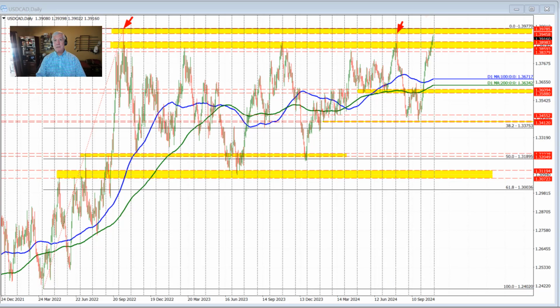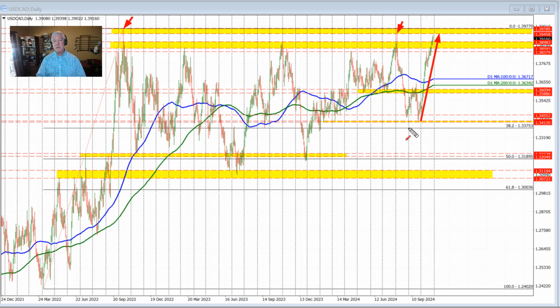But overall, taking a look at this move to the upside from the end of September high to the high price toward the end of October, quite a bit of a trend move this month in the dollar versus Canada as the markets react to the Bank of Canada cutting rates by 50 basis points.